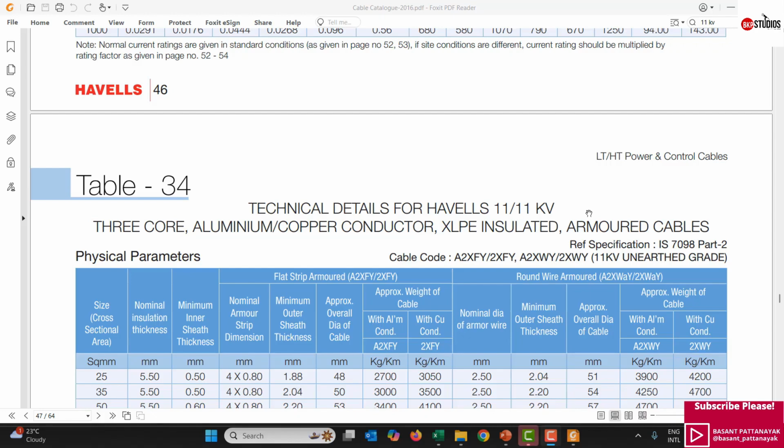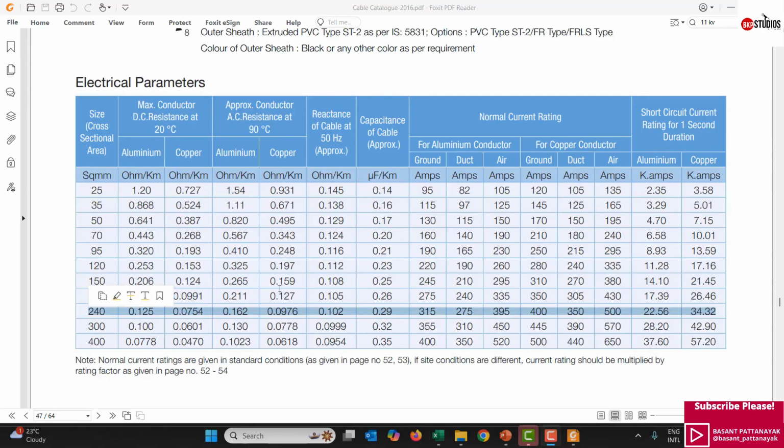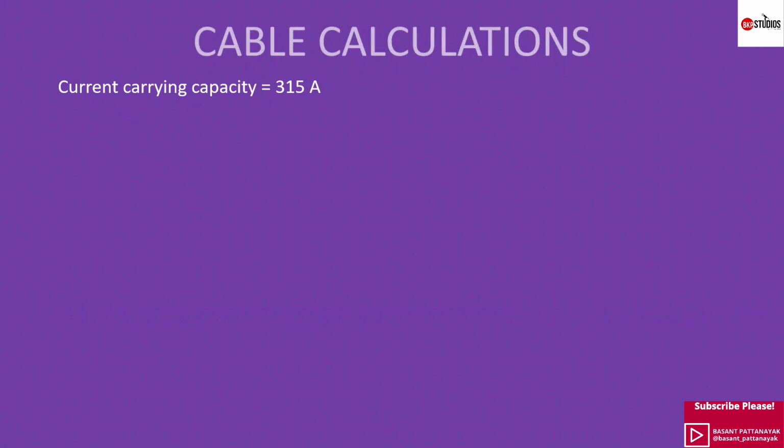Let's look at the current carrying capacity of our selected cable. This is the Havells cable catalog. In that you can see the 11 kV section, 11 kV by 11 kV. Our cable is unearthed grade, so this is the sheet for unearthed 11 kV cable. In that we have to find our cable size. Our cable size is 240 square mm, right? For 240 square mm, the current carrying capacity on the ground is 315 ampere. So our cable current capacity is 315 ampere.